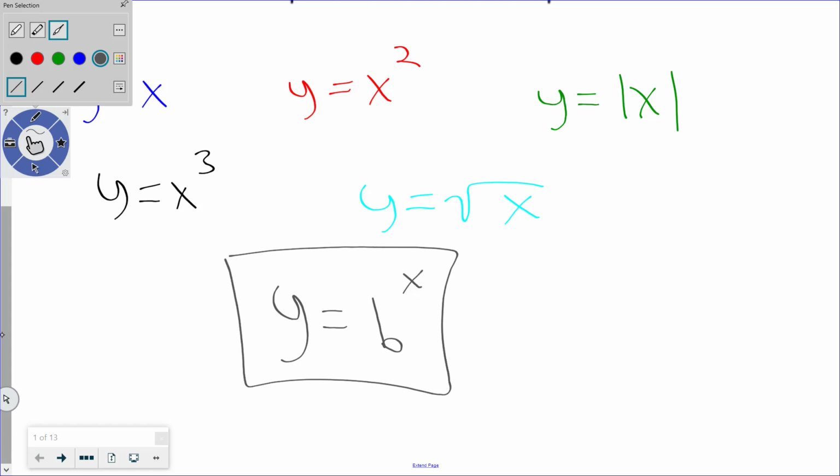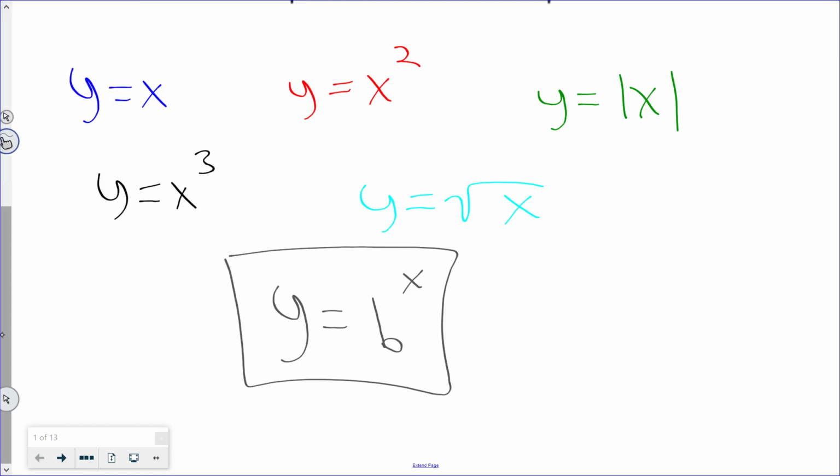Y equals b to the x. What is the difference between every function we've learned so far and the one we're about to explore today, Maria G? This is true. What else is the difference? Spencer. X could be anything. Same with all the other ones. But what else is the difference? Ian. Exactly. The x is in the exponent.